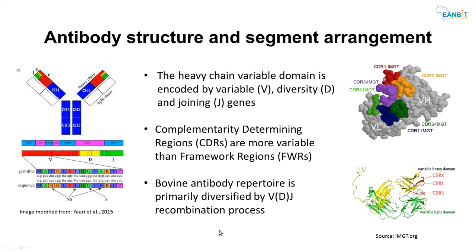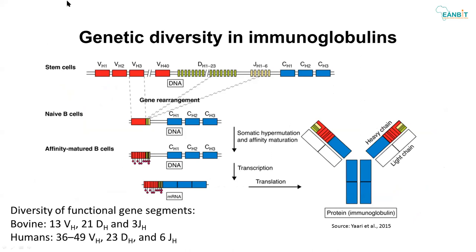So the bovine antibody repertoire is primarily diversified by VDJ recombination processes. Looking at the genetic diversity of this antibody, the image shows the VDJ recombination process. At the start here are the germline genes, where we have multiple V, D, and J genes that undergo somatic mutation and affinity maturation to result in an antibody that is specific to a specific antigen. And so my project basically focuses on annotating these antibodies, as well as trying to predict, moving backwards, what the germline looks like and to predict the novel alleles.